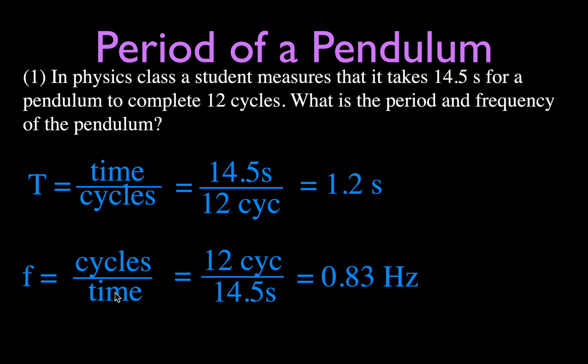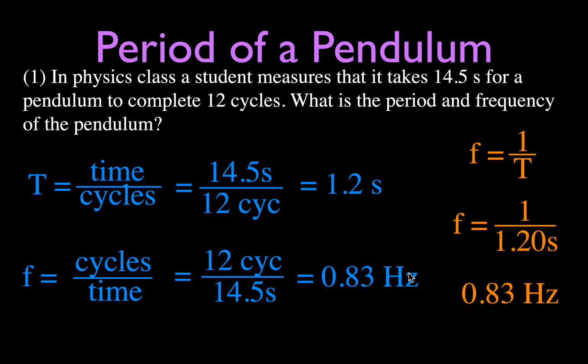Now, you can also use the relationship that we just said, that the frequency and the period are inversely proportional. So we just check our value for the frequency by using this equation and plugging the period in. This shows that the frequency and the period are inversely proportional to each other. So the frequency is just going to be 1 over the period, and we should get the same frequency, and we do. And that shows us that we probably did that correctly.